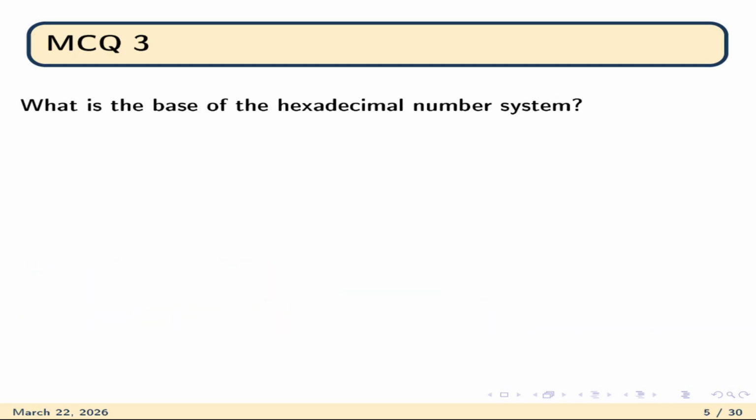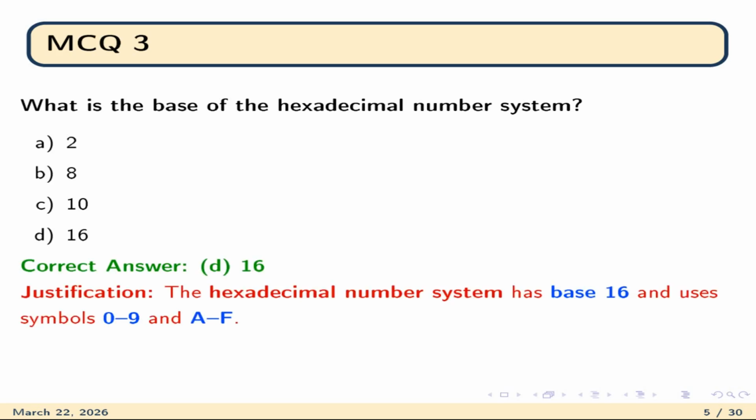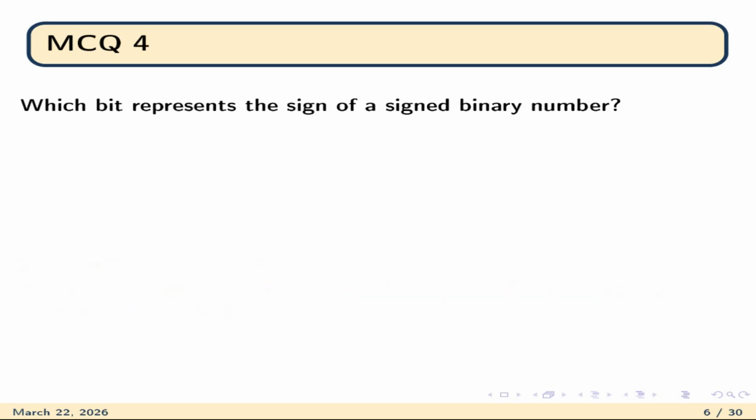What is the base of the hexadecimal number system? 2, 8, 10, 16. The correct answer is 16, because the hexadecimal number system has base 16 and uses the symbols 0 to 9 as they are, just like in decimal or denary, and A to F for 10, 11, 12, 13, 14, 15. F is equal to 15.